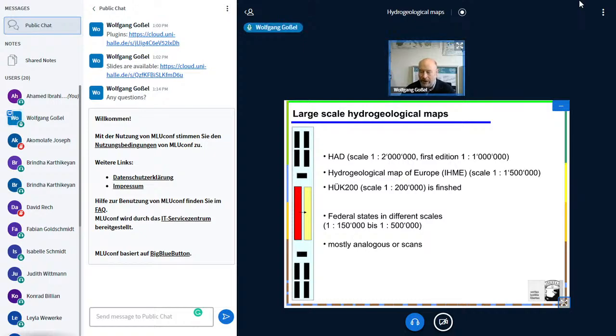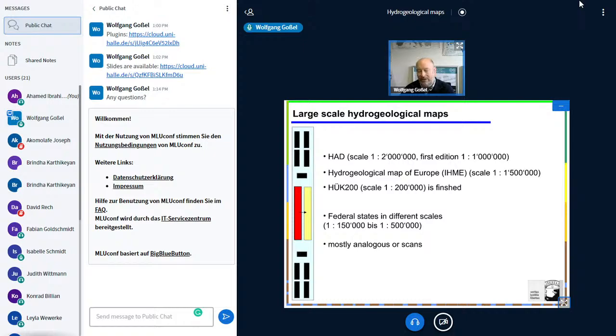Another big project here in Germany was the Hydrogeologische Übersichtskarte. This is a hydrogeological overview map in scale of 1 to 200,000, as you see here. This map is already finished for all of Germany. In parts you get it for free, in some federal states or for some sheets you get it only as a printout. It's a little bit tricky, but in most cases it will be as a map service. That means you have it free, you see it on the internet, but you cannot download the data.